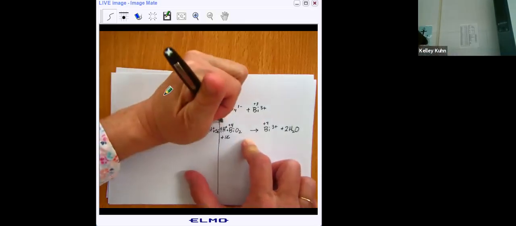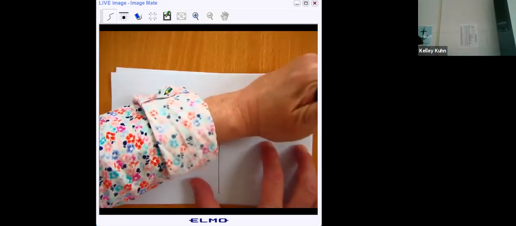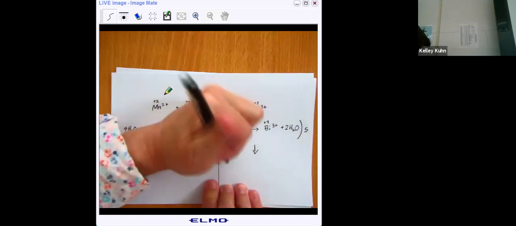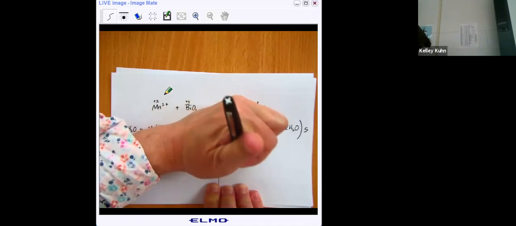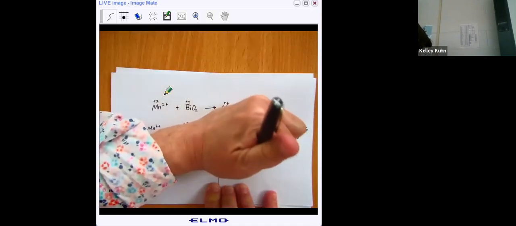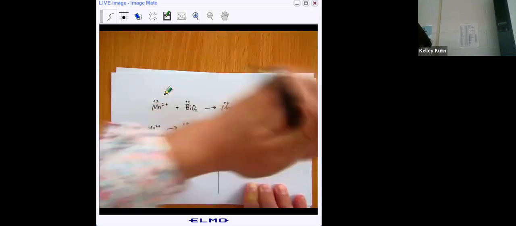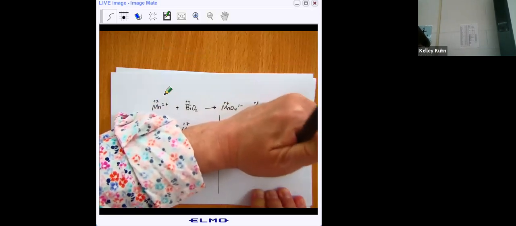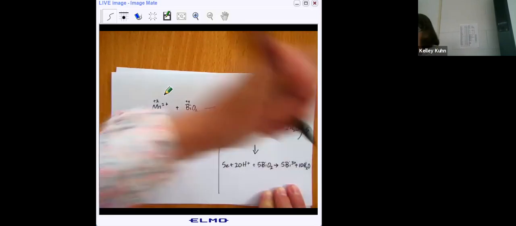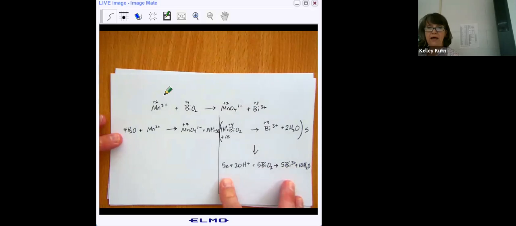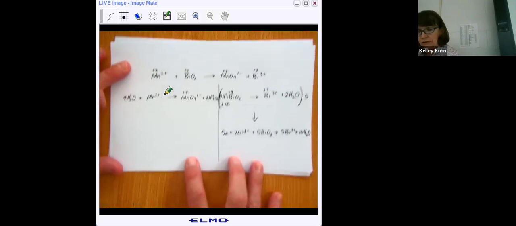So I'm going to need to multiply this half reaction by 5. So when I do that, I will now have 5 electrons plus 20 hydrogens plus 5 bismuth 4 oxides going to 5 bismuths and 10 waters. Now I can actually recombine my 2 half reactions to get 1 mammoth reaction. So let's see what that would look like.